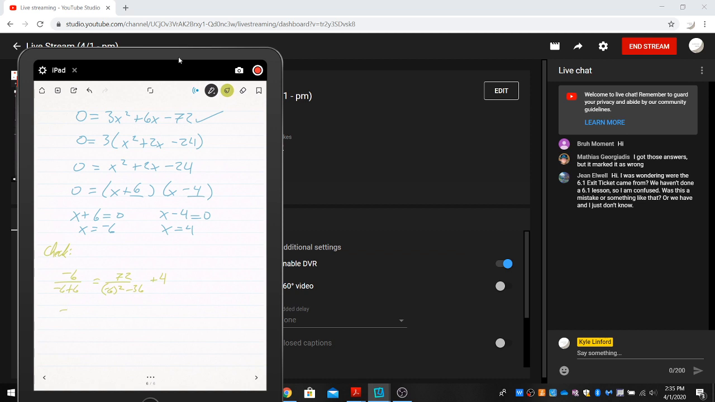Obviously, take a look here. Negative 6 over 0 equals 72 over, well, 6 squared. Negative 6 squared is 36. 36 minus 36, 0 again. I have 0 in the denominator here. This is a big error. That's not going to work.